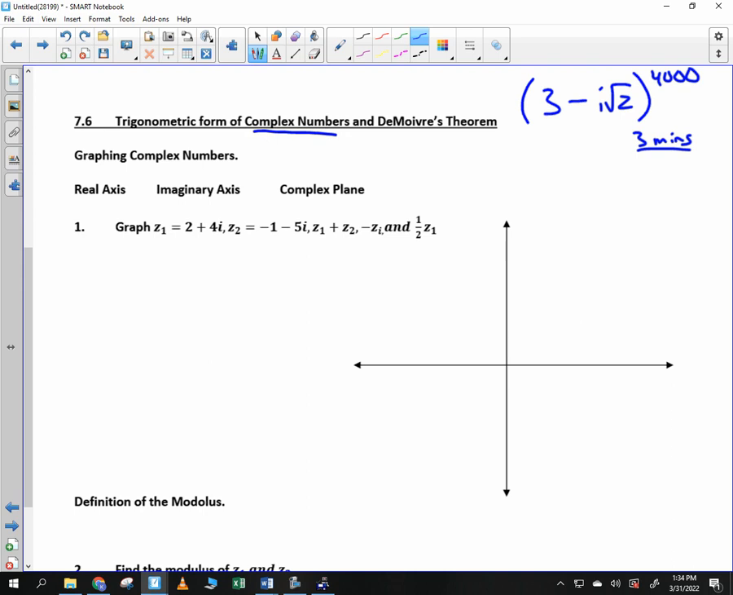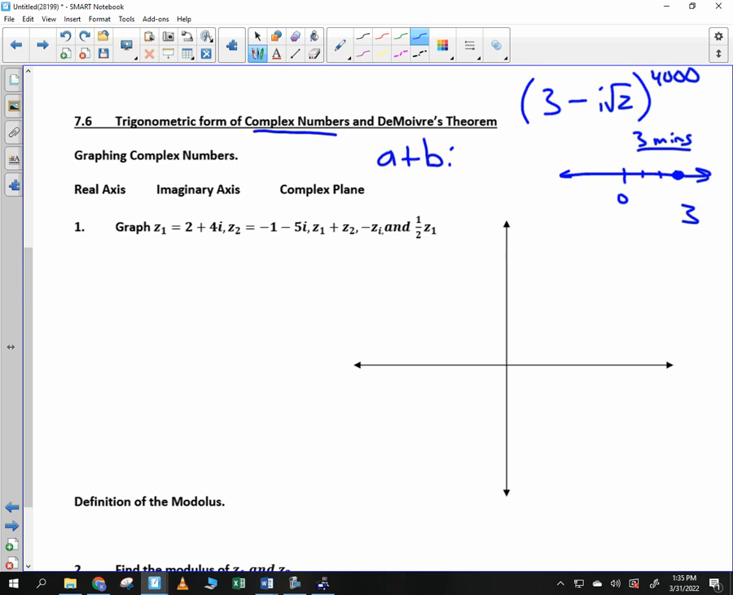So here we are. Graphing complex numbers. What we want to do is graph a plus bi. I'm going to show you a basic one. I'm going to graph the number 3. Do you see the number 3 that I plotted? Do you see how easy that is?